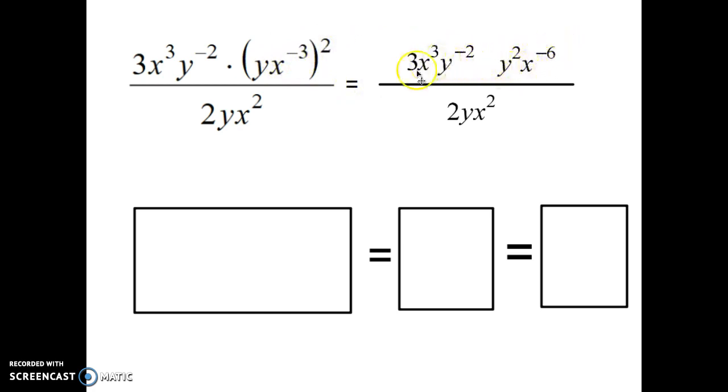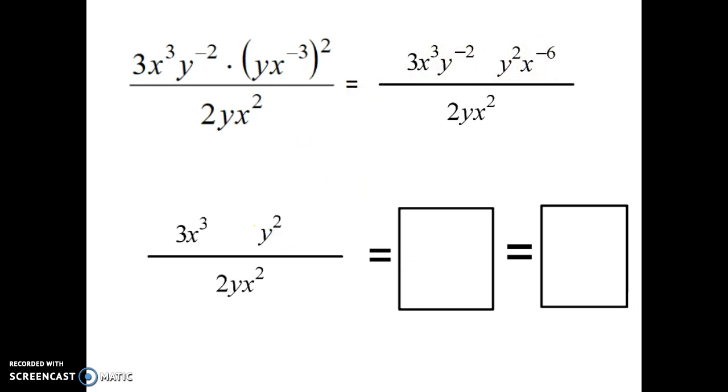All right, and now I'm just going to do a little maneuvering. I'm going to pull this back, and I'm not quite done with it yet. I want you to see that I've got bits and pieces. I kind of rewrote everything, but that y to the negative 2, when I put it down into the denominator, is going to become y to the positive 2. And that x to the negative 6, when I pull that down into the denominator, is going to become x to the positive 6.